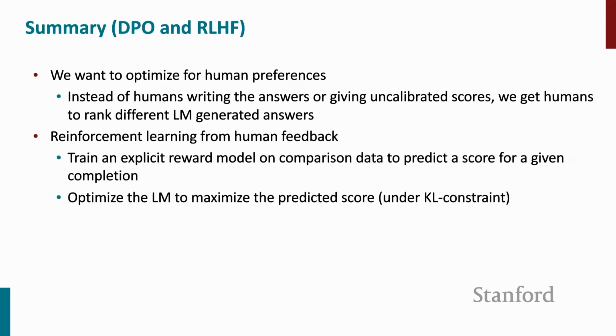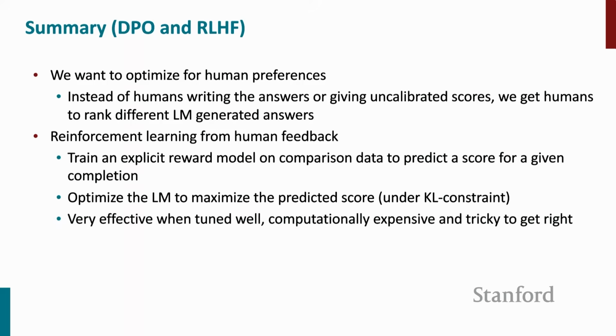In RLHF, we learn an explicit reward model, which gives an explicit score for every completion we sample, and we use that to optimize the language model parameters. And we typically impose some kind of KL constraint to make sure that our model does not drift too far from where it was initialized. It's very effective, maybe sometimes even more effective than DPO, but can be a little tricky to get right, and it's computationally expensive because of the sampling procedure that needs to be done.